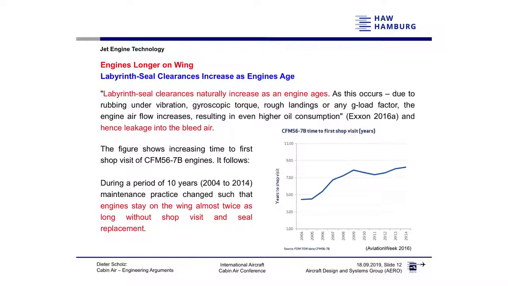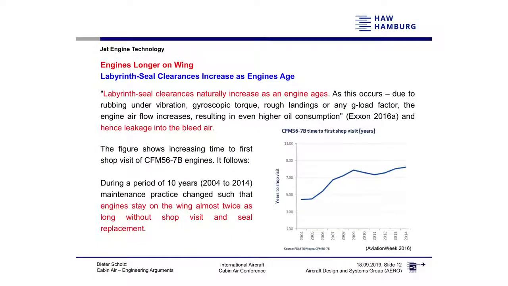And then we see that we find the concentrations of hydrocarbons as they are also measured in the EASA studies. So that's normal operation. Obviously, there can be failure. Something is broken, and then we have all the fume in the cabin. But another issue is that engines stay longer on the wing without any seal replacement. And here, with the CFM56 engine, the manufacturer is proud that the engines can stay twice as long on the wing without any replacement of the seals. So that can add to the problem.